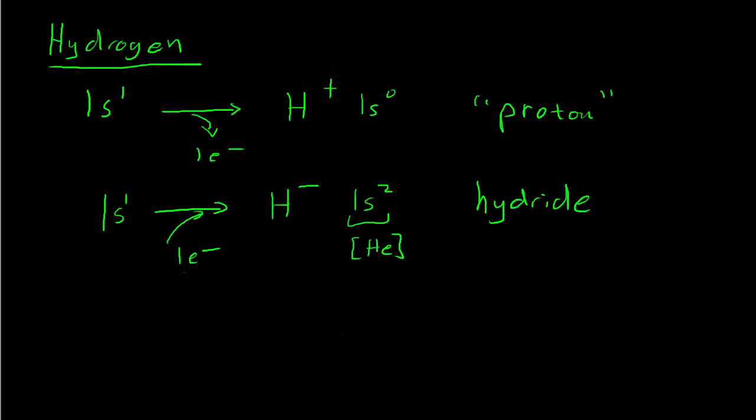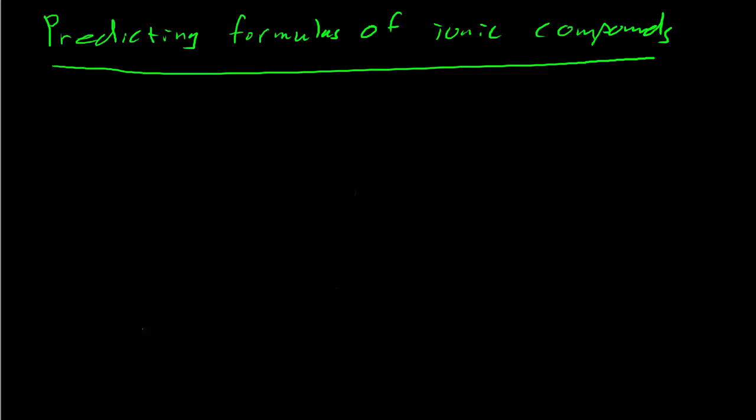So hydrogen can actually take electrons from other atoms that have lower electronegativities. So when hydrogen reacts with a metal, it will tend to take an electron away from the metal and become the hydride anion. So let's think about some reactions that could take place then between metals and nonmetals. But before we do that, we need to talk about a very important idea. And so that's predicting the formulas of ionic compounds.